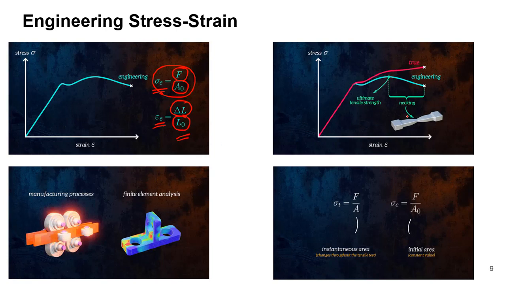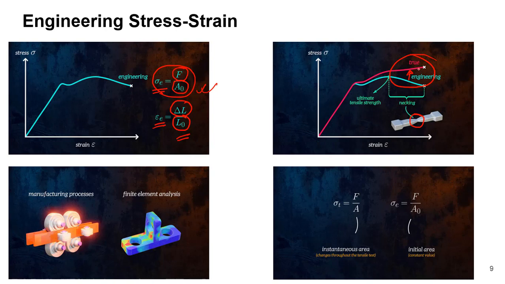Now here you can see that this error will be very major in this region. Why? Because during necking the cross section changes at a very large rate, and since the change in cross section is not considered in the definition of the engineering stress, the true stress strain curve deviates from the engineering stress strain curve.